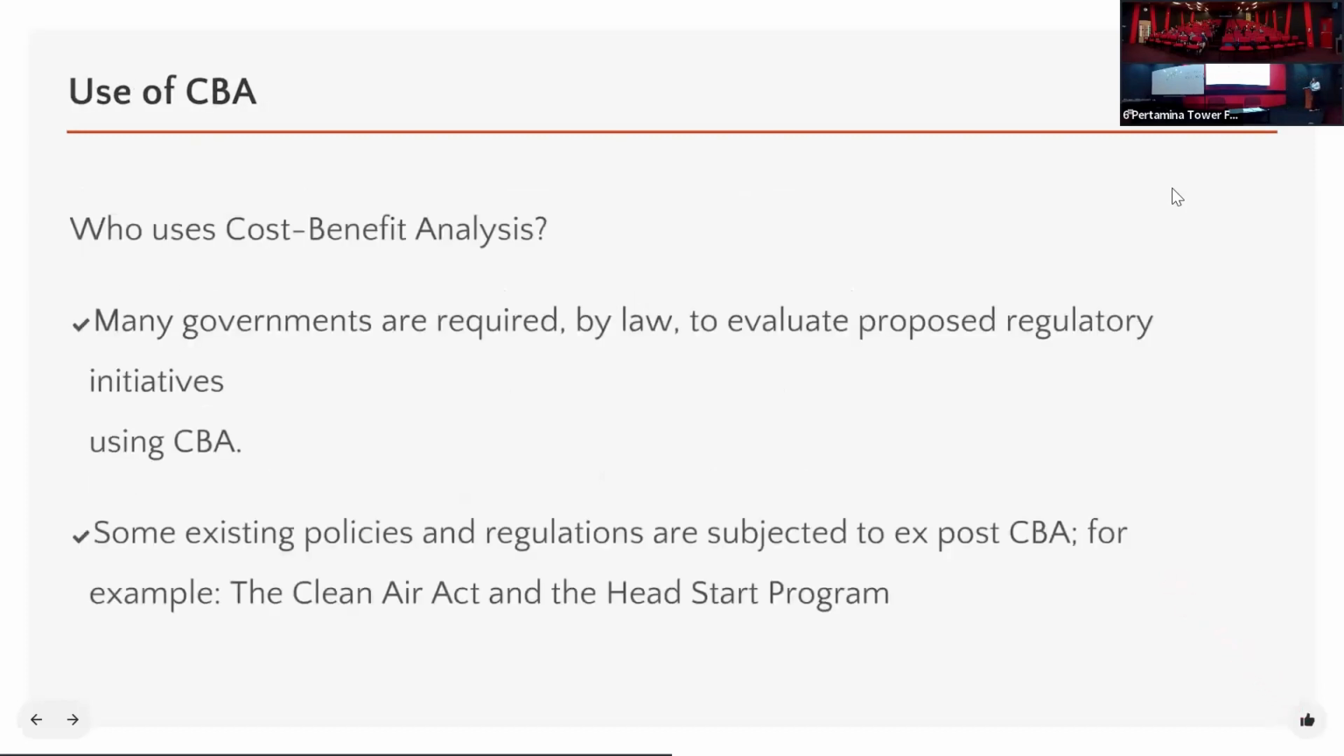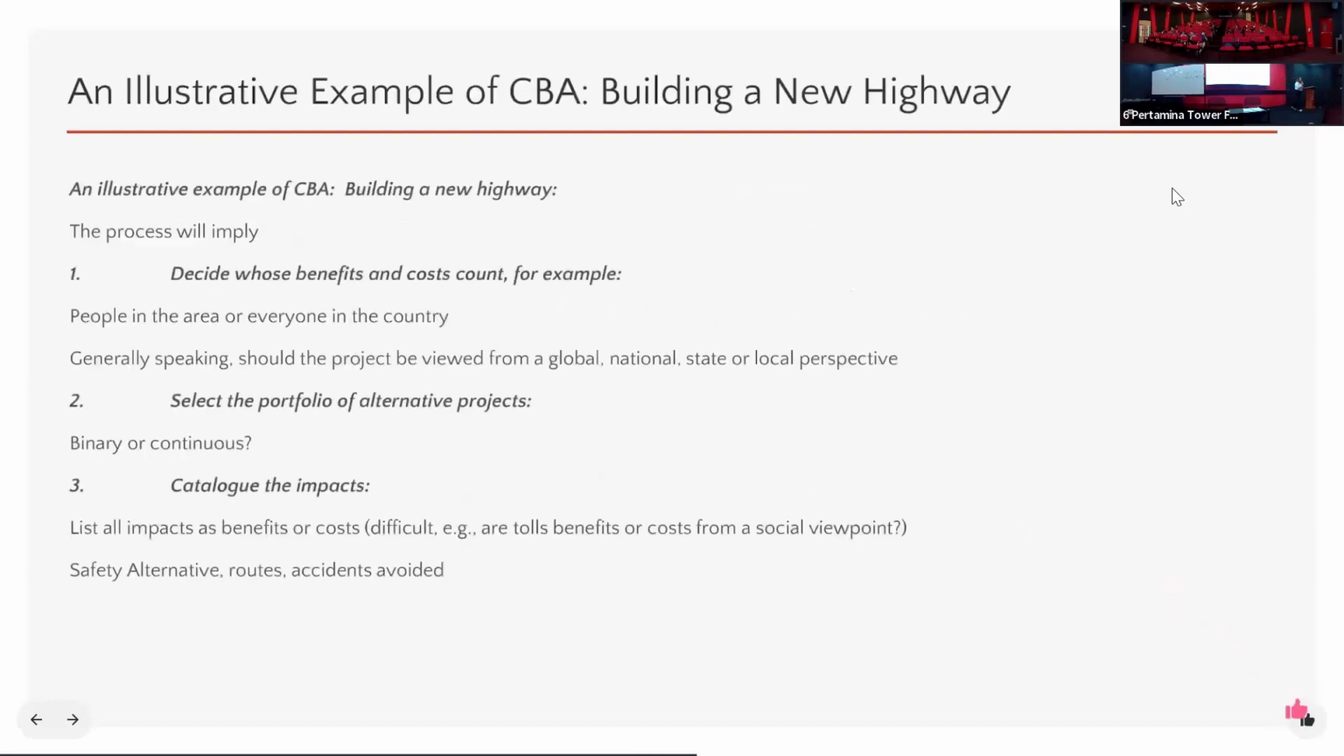Who uses it? Governments, and by law, they need to do it, but some other international associations also construct it. So let's think about a little project, like building a new highway. And we're going to decide, the first thing that we need to decide is whose benefits and costs count.